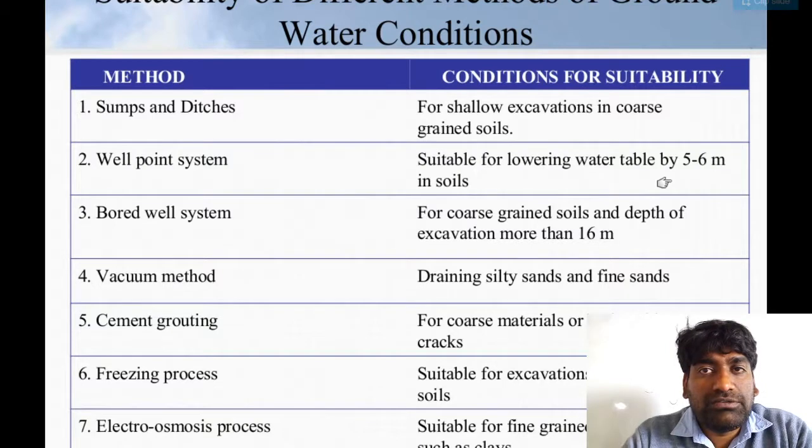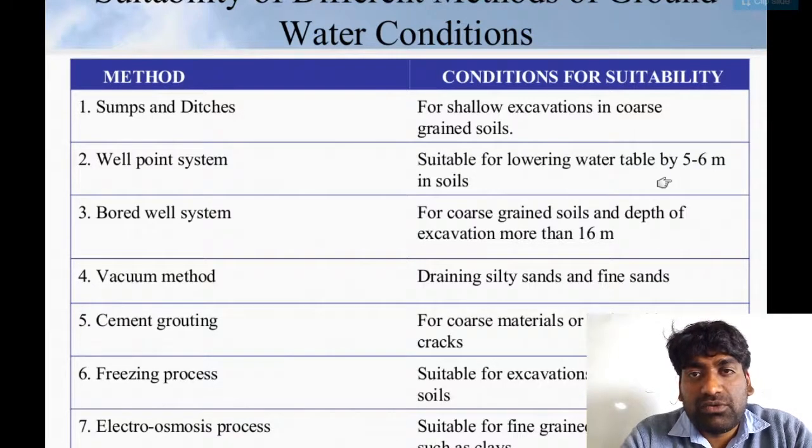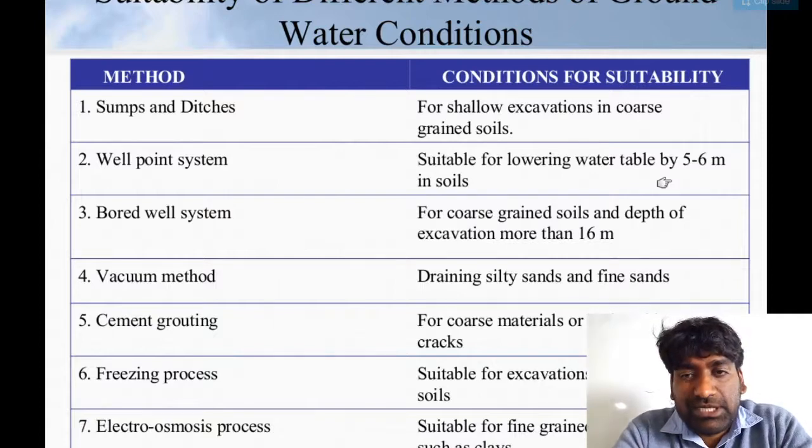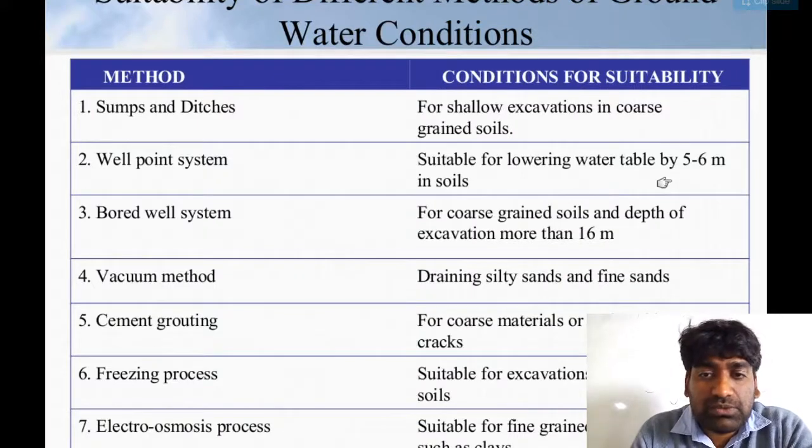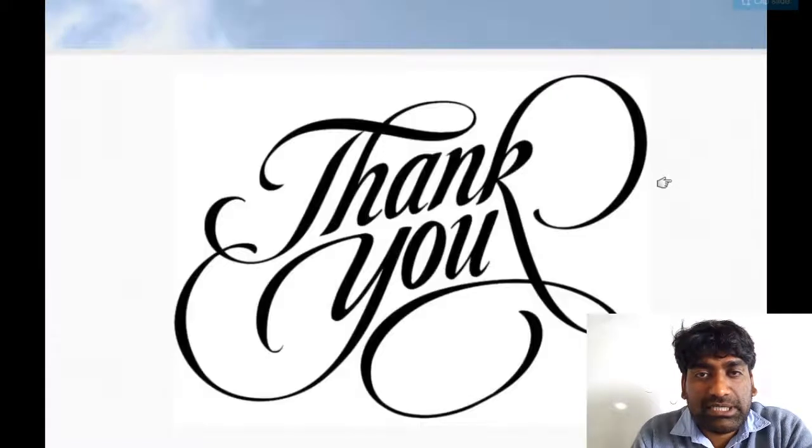So, the suitability of the different methods for groundwater conditions: number one, sumps and ditches for shallow excavation in coarse grained soils; well point system, suitable for lowering the water table by 5 to 6 meters in soil; bored well system for coarse grained soil, where the depth of excavation is more than 16 meters; vacuum method, for draining silty sand and fine sand; cement grouting for coarse material or rocks with cracks; freezing process, suitable for excavation in waterlogged soil; electroosmosis method, suitable for fine grained cohesive soil such as clay.